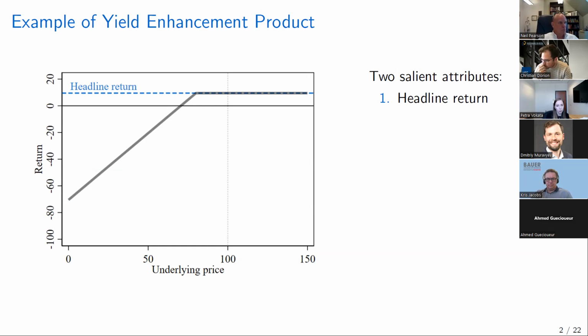The second salient attribute, the second headline rate, is called protection level. So this attribute governs the downside risk of the security. And if the price of the underlying asset drops below the protection level, then investors participate in the downside price movement of the underlying. Okay? So these two attributes, I'll call them salient because these are the only two attributes of the payoff that are quantified, and they are also very prominently displayed in the prospectus.